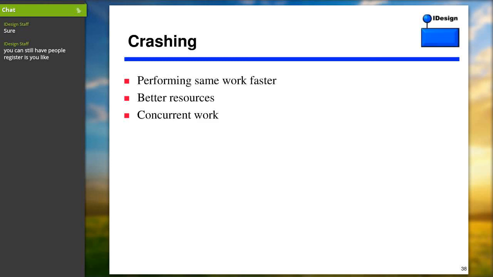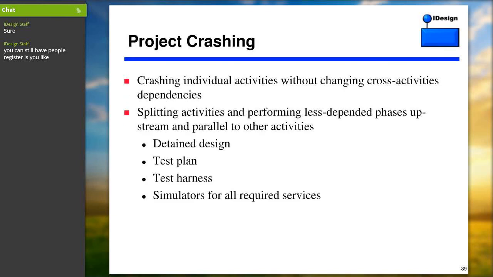Now, crashing in project design means I want to do the same work faster. And there's really only two ways of doing that. One is getting better resources for doing it. And the second is finding a way of doing some of this work concurrently. These are the only two ways of crashing something. Now, project crashing means I'm not going to go into individual activities and try and crash them. I'm just going to change the dependencies or maybe break them down to enable accelerated schedule.